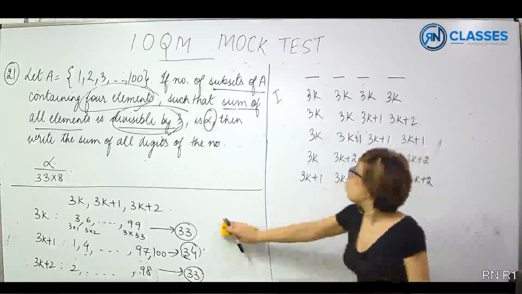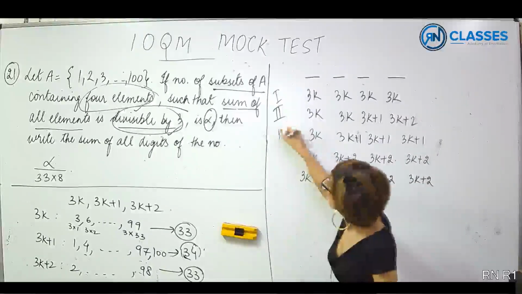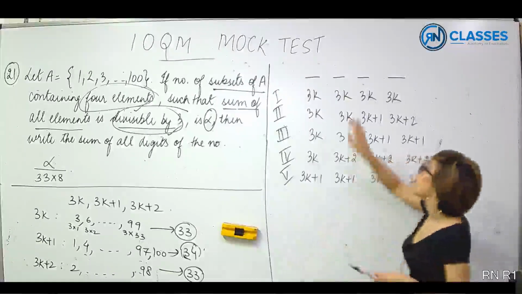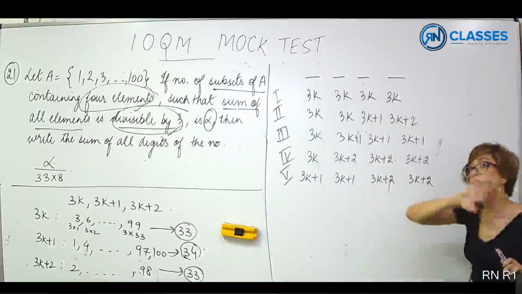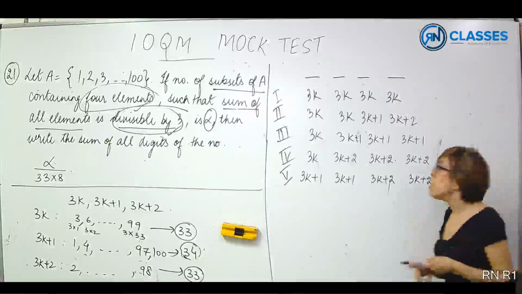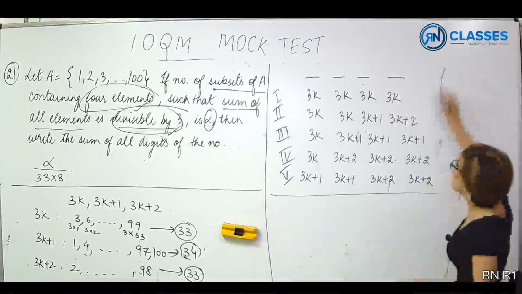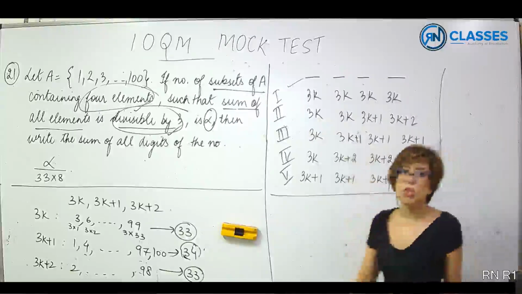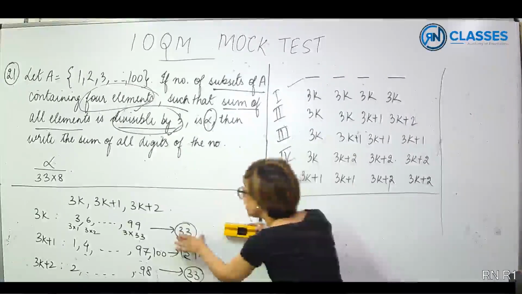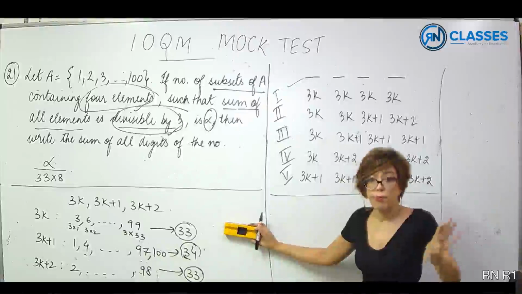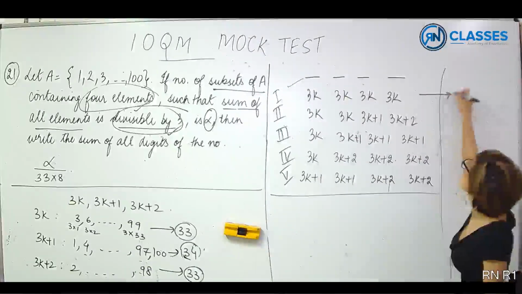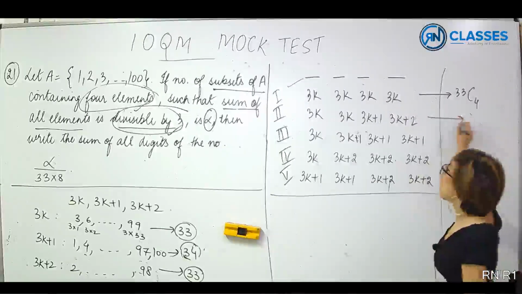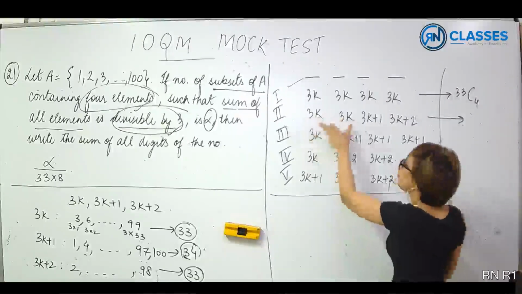So, that means in total, I have 5 different cases. In each of these, if I can find out the number of subsets, I can find the total number of subsets. Right? Which is an easy job. Let's see. Now, he says first case, when all the 4 numbers are of the form 3k. That means out of these 33, I need to choose 4. That is done in 33C4 ways. Done. Now, second case, 2 is of the form 3k.